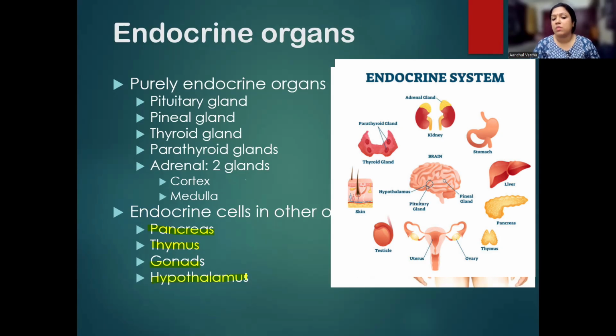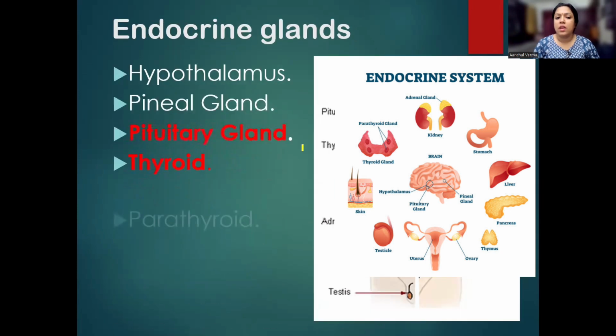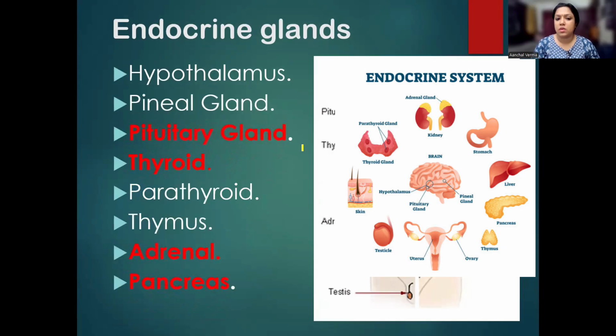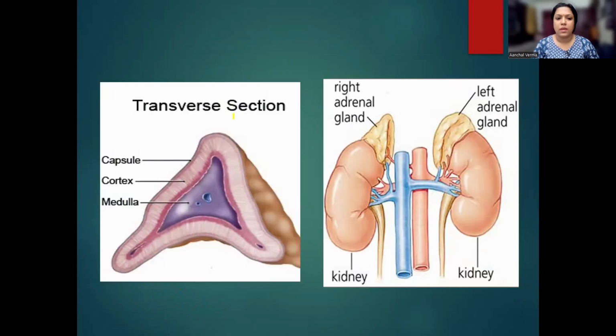The hypothalamus is part of the brain, as I've already told you, and it releases certain factors which stimulate the pituitary to release certain hormones. Okay, this is important. Let us move ahead. Now, endocrine glands: we are going to study only the ones in red, which are in our syllabus. Hypothalamus, remember, is part of the brain. It controls the pituitary. That is why we study the hypothalamus in endocrine also.